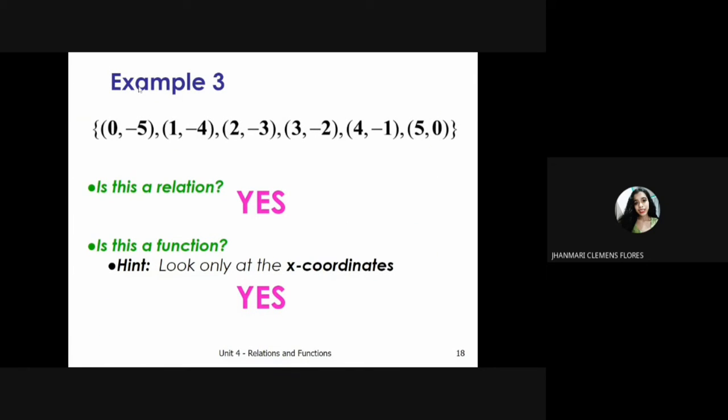Okay, so we got example 3. And of course, it's stated right here. Is this a relation?